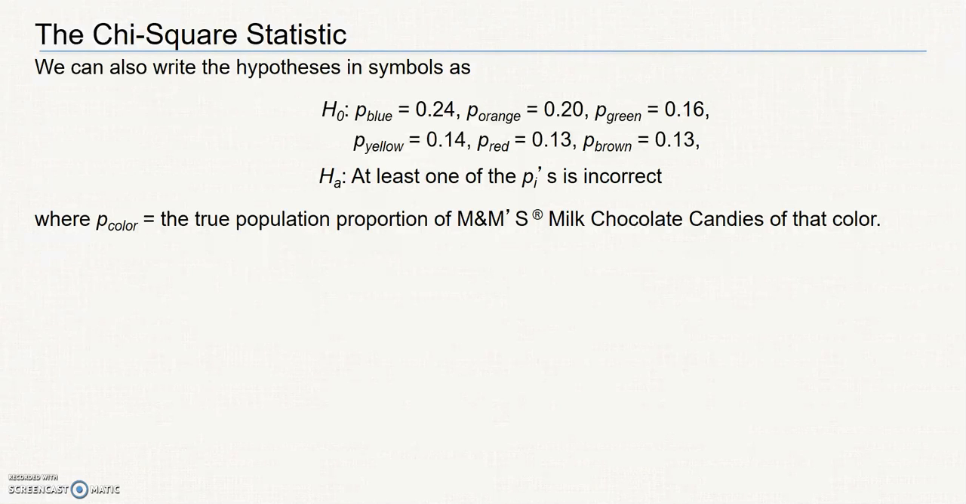Now you might be asking, could we list the null hypothesis as each of the proportions? So the proportion of blues is 0.24, the proportion of orange is 0.20, and so on. And you may do that. What I would be very careful with, though, is your alternative hypothesis. You would need to say that at least one of the proportions above is incorrect.